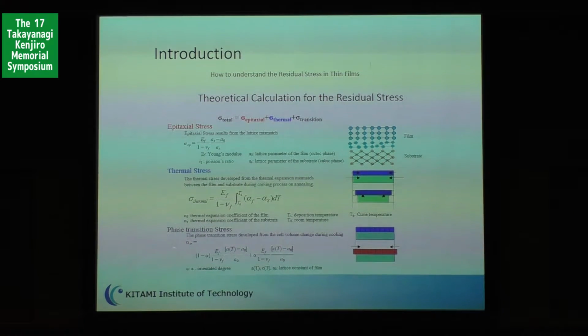And we also have phase transition stress. The phase transition stress comes from the cell volume change caused by the phase transition. I mean, this factor is determined by the material, so we cannot control it. So we can control just the thermal stress. The origin of the thermal stress is the difference in thermal expansion coefficient between the substrate and the film. So if we design the stacking structure, we can control the thermal stress. So we can control the total lattice stress by controlling the thermal stress. This is the philosophy.